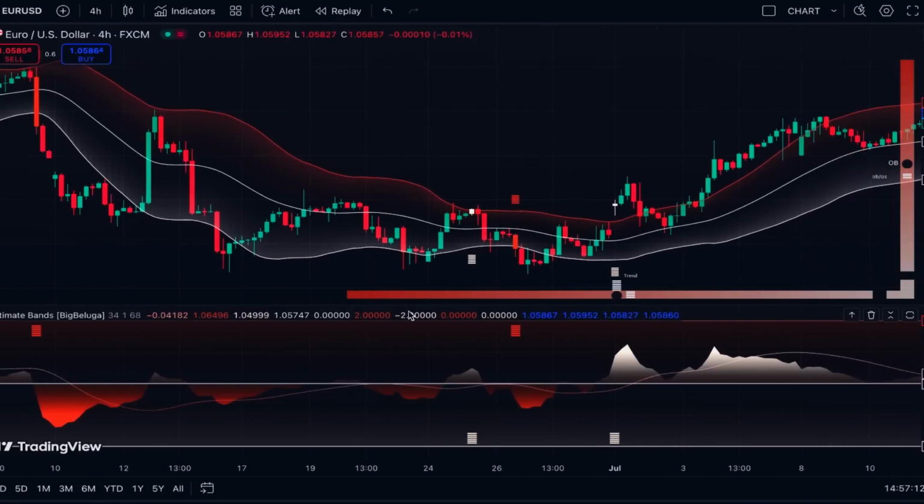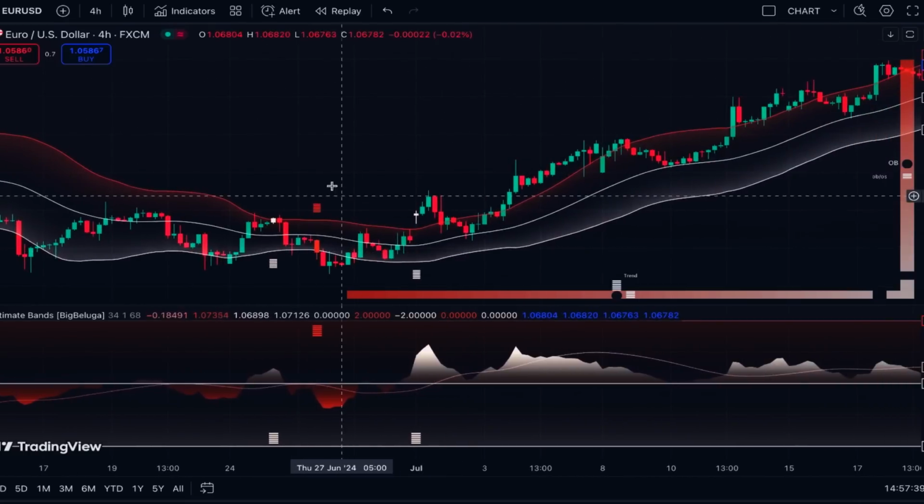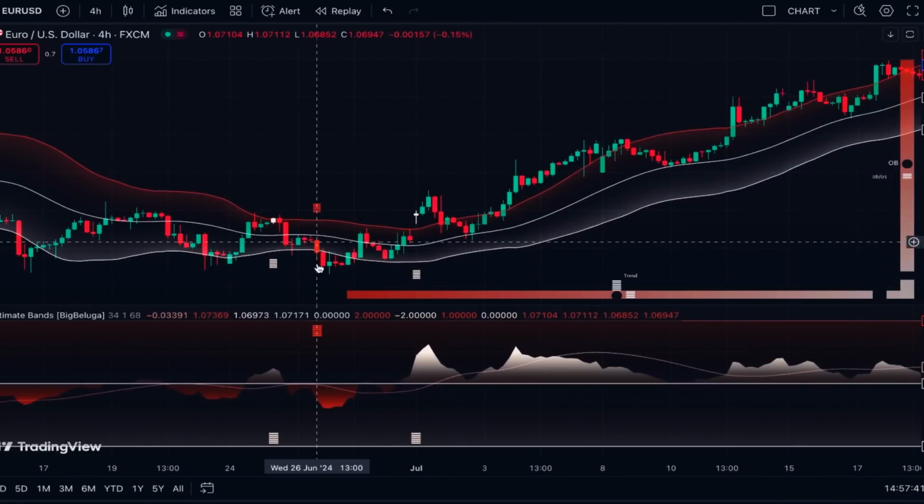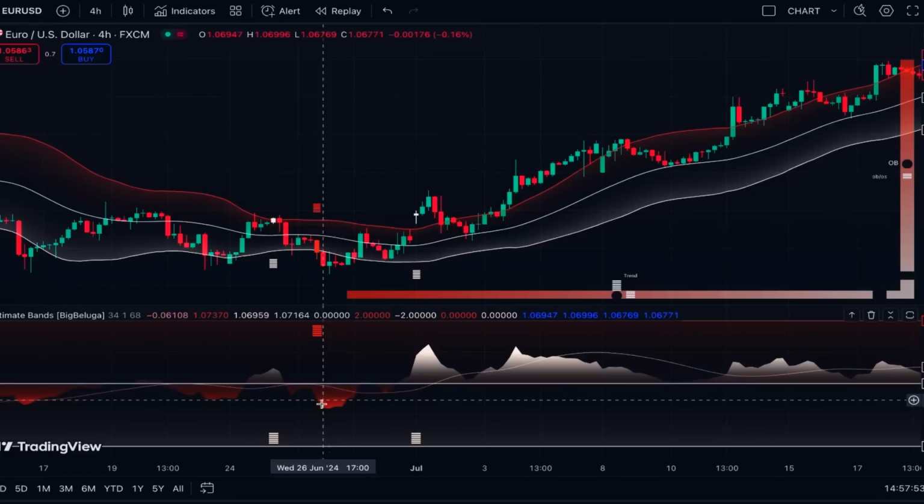For example, for this bullish breakout signal that we have here, you can see that we didn't get any overbought reading. So this signal here is rejected. Or for example, for this sell signal that we have here, which is a bearish breakout signal, also no oversold reading.